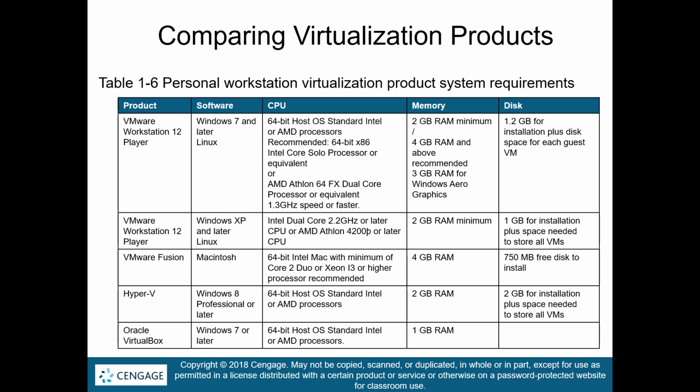Table 1.6 shows a number of requirements for different software products, starting with VMware Workstation Player, Workstation Fusion, and then Hyper-V and Oracle VirtualBox. Notice Oracle VirtualBox probably has the minimum number of requirements, and then VMware Workstation Player is also a processor that is very economical.